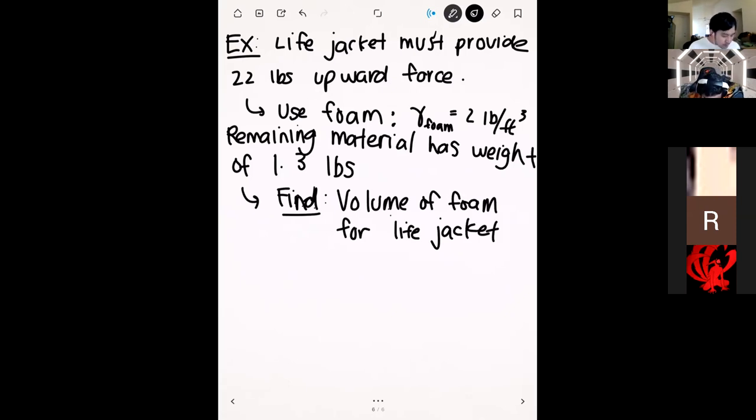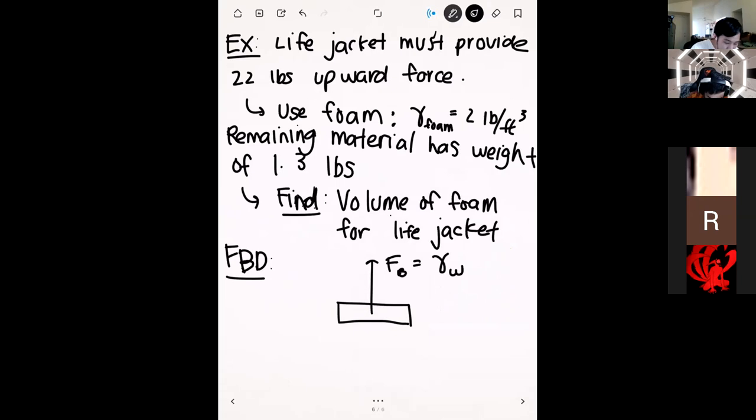Okay. And so as it's always useful for these kind of fluid statics problems, let's draw a free body diagram. Let's draw a life jacket that will be a rectangle. This is like abstract art, so you have to use your imagination. So imagine this is a life jacket. And so there's going to be an upward force, and this is going to be equal to the specific weight of water multiplied by the volume of the life jacket.